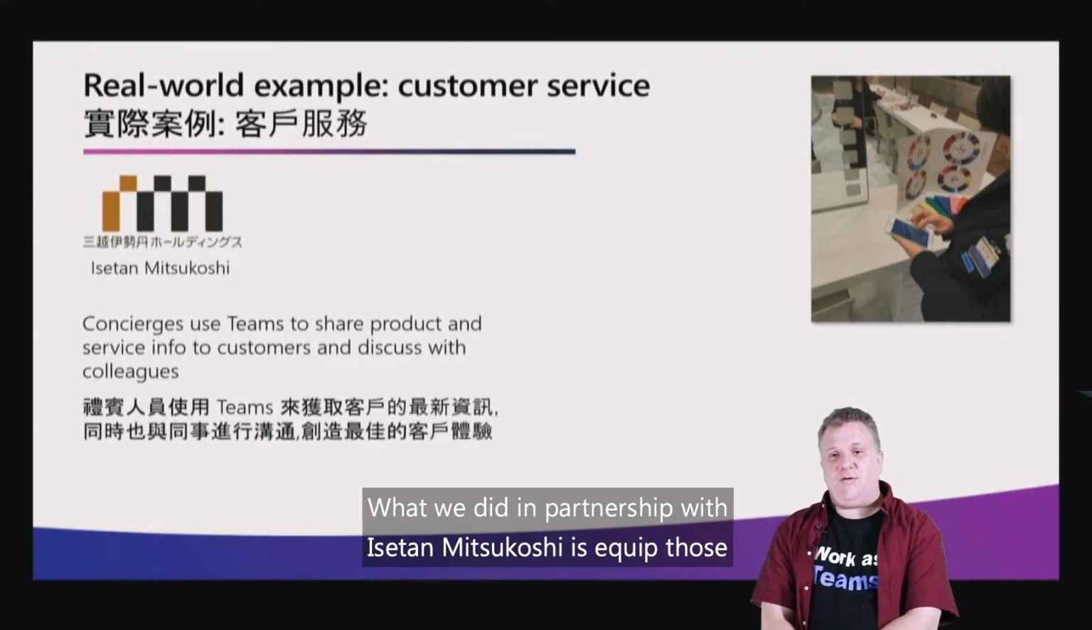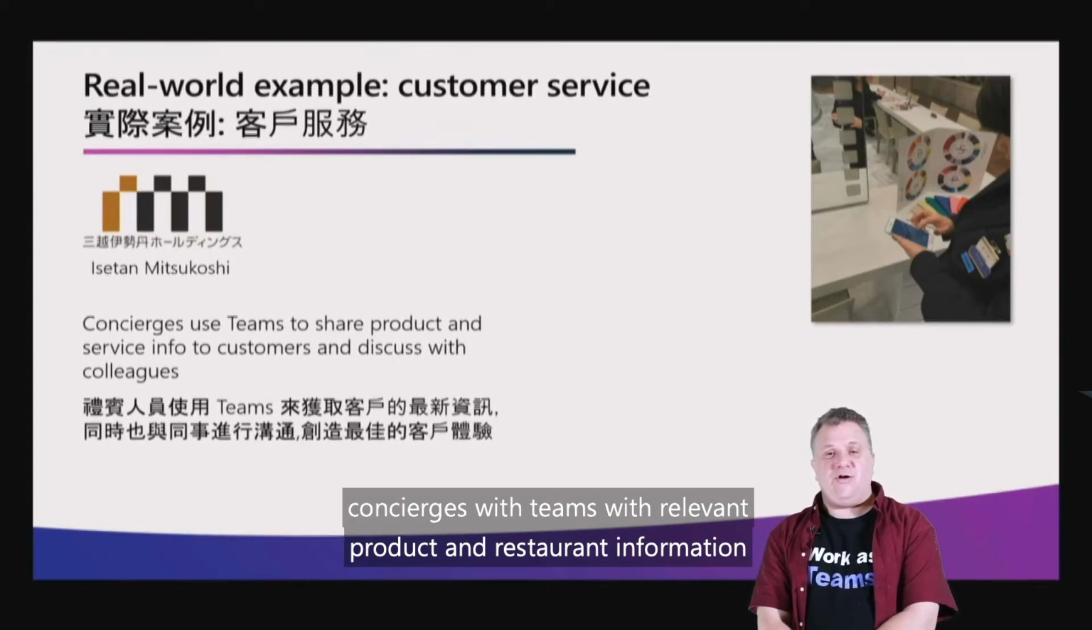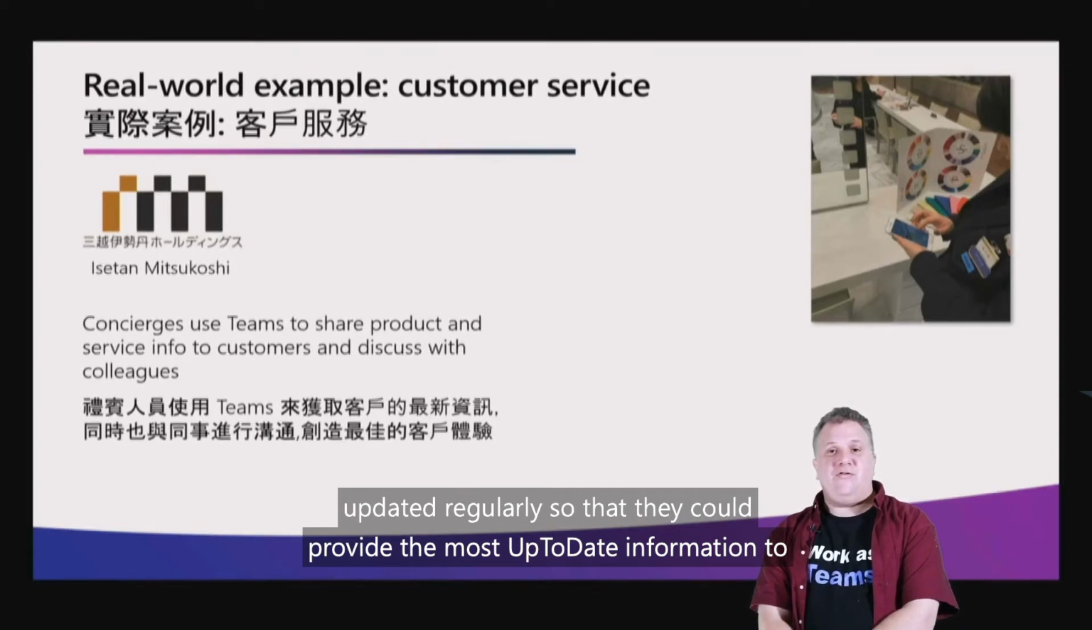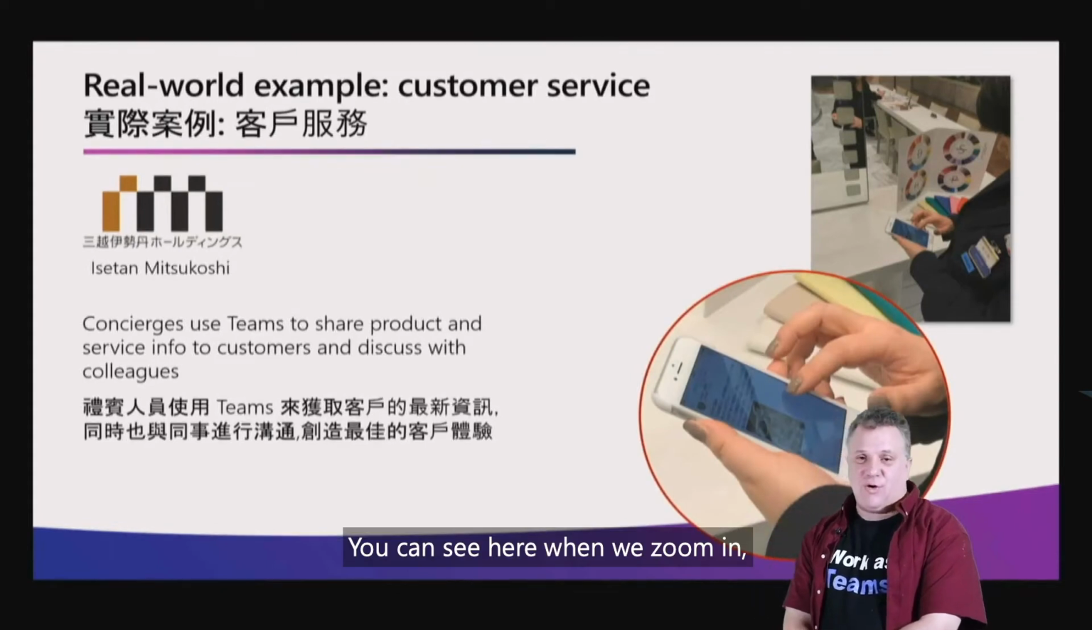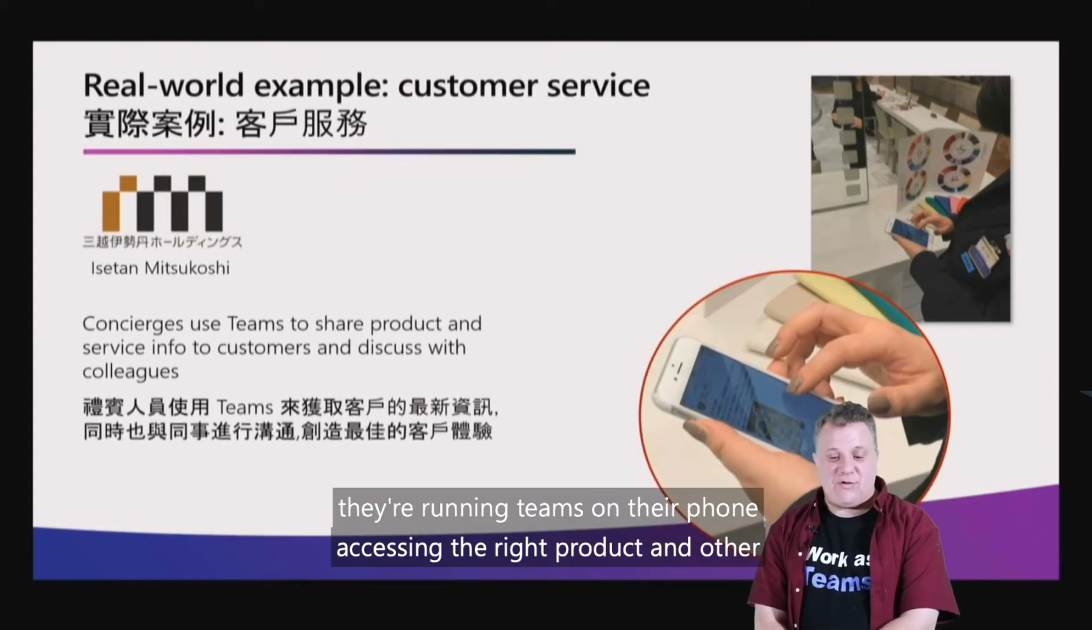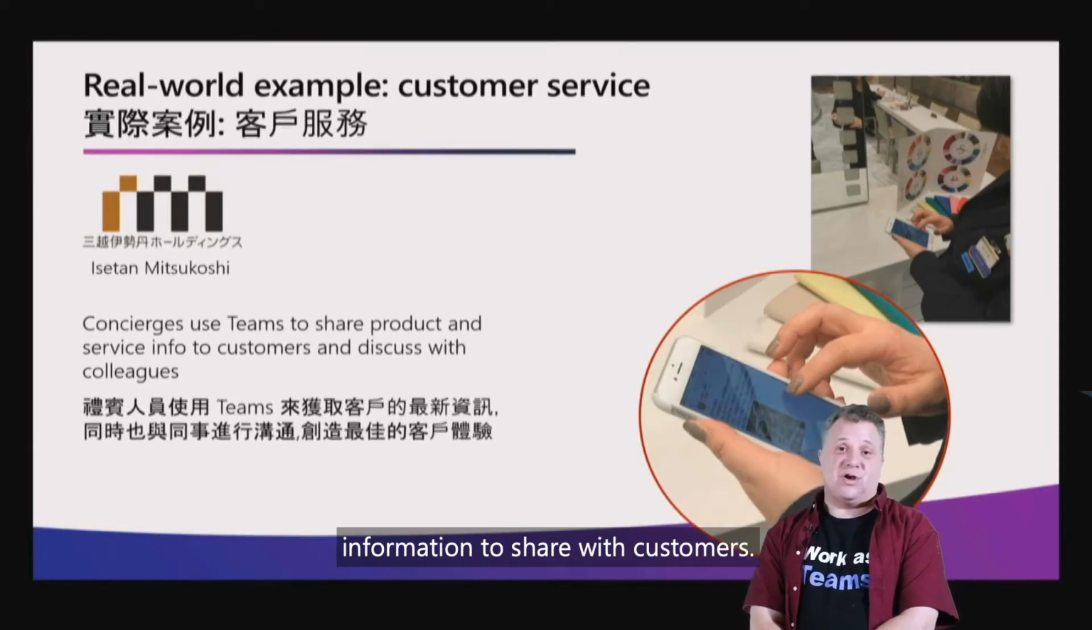What we did in partnership with Isetan Mitsukoshi is equip those concierges with Teams with relevant product and restaurant information updated regularly, so that they could provide the most up-to-date information to customers, and enabled those store staff to communicate with each other. You can see here when we zoom in, they're running Teams on their phone, accessing the right product and other information to share with customers.